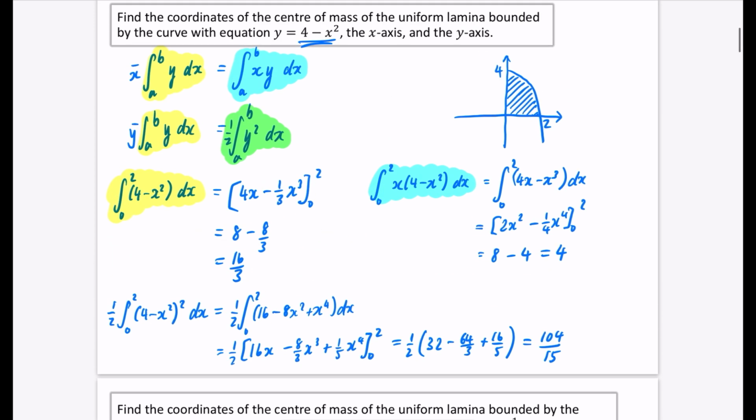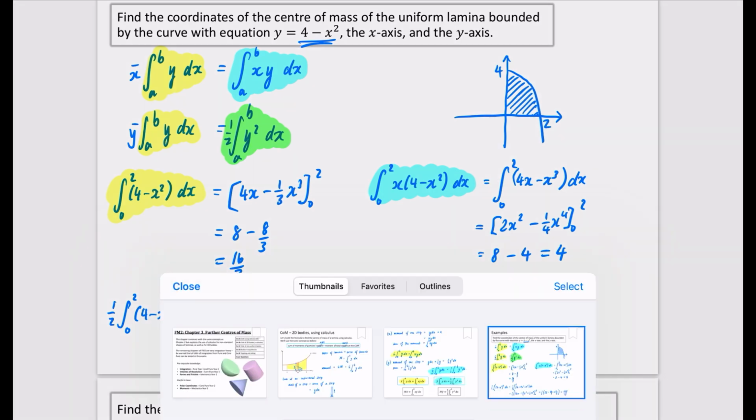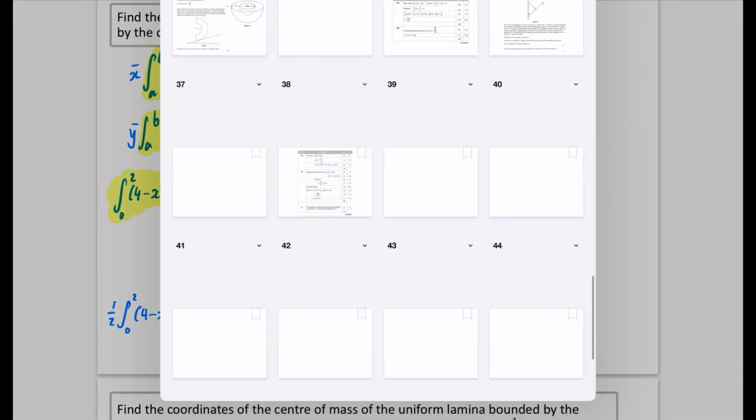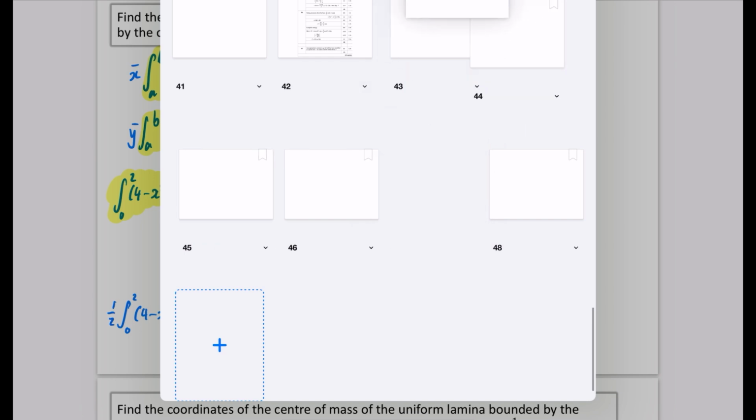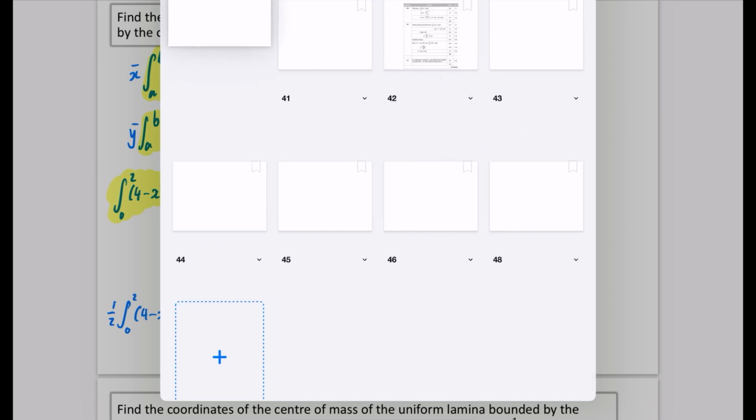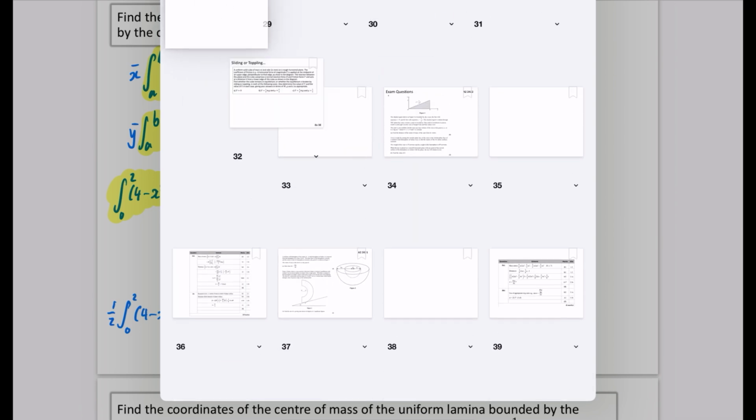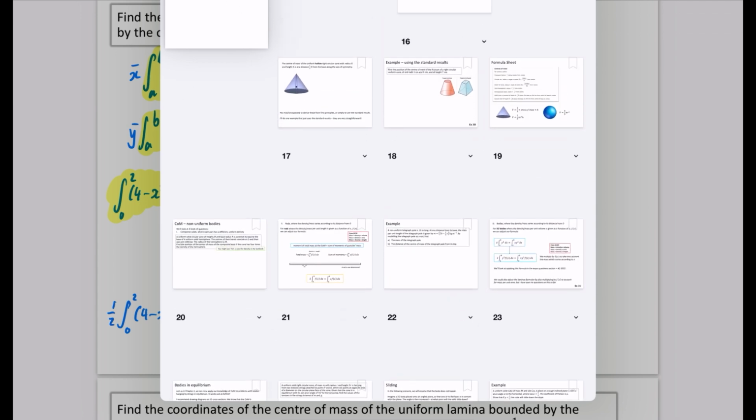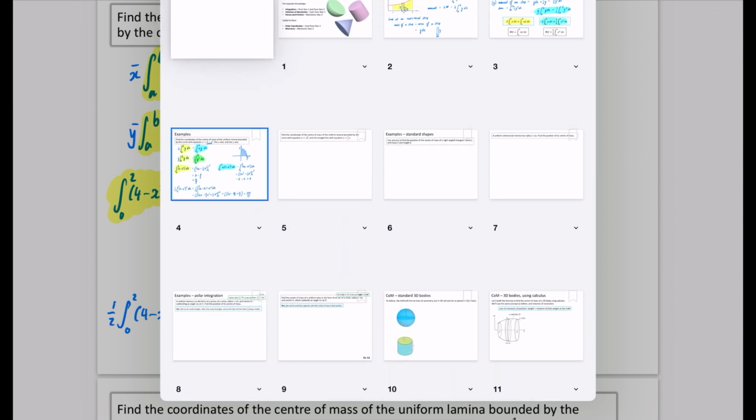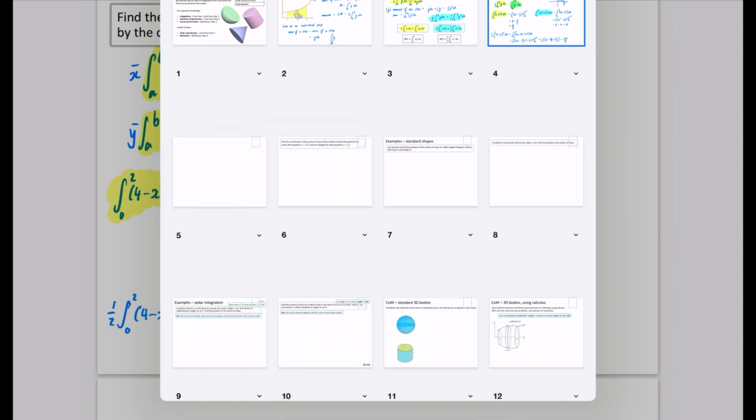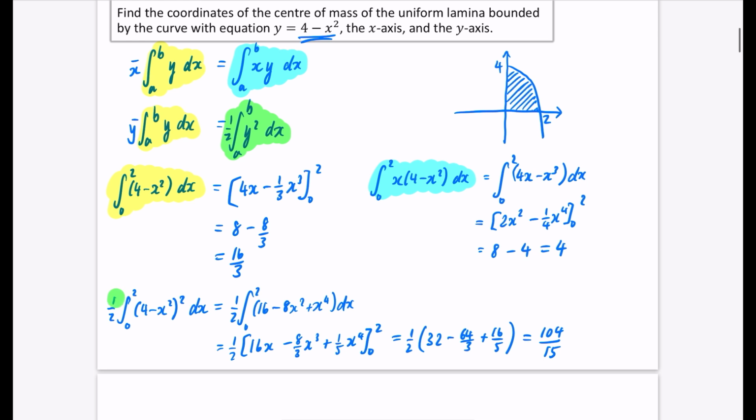Now, I wasn't sure if I was going to need an extra page. I am going to need one, so I'm just going to quickly drag one from the bottom that I've got here as a spare, if it will let me. Okay. So now that I've worked out all of those different parts, I'm actually just going to do the divisions to come up with the things that I'm looking for.